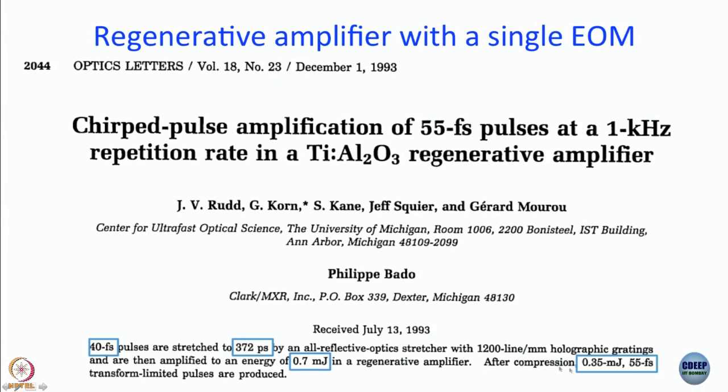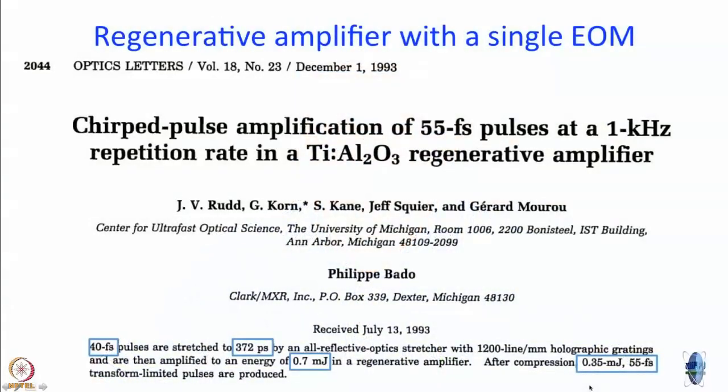And after compression, you get 0.35 millijoule, 55 femtosecond transform limited pulses. So, it is not even 0.7 millijoule. 0.7 millijoule is what you get out of the regenerative amplifier before it goes into the compressor. There is always some loss at every stage: during stretching, during amplification of course, it gets amplified, but maybe not to the extent that you would expect in the ideal case, and during compression also some loss is there.